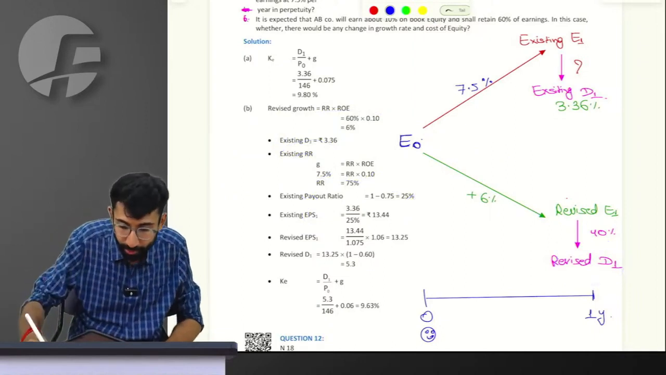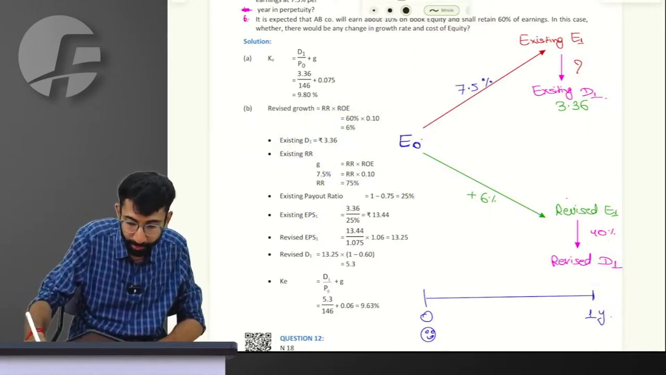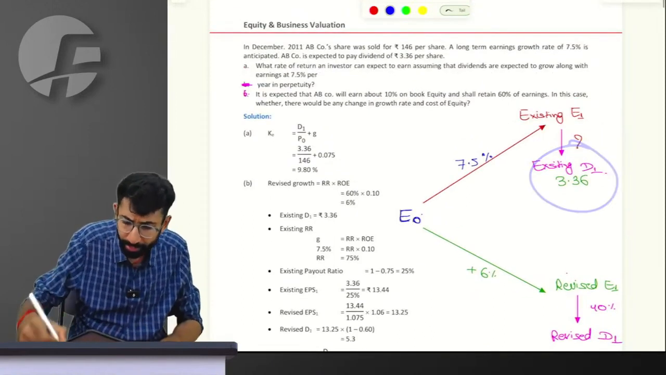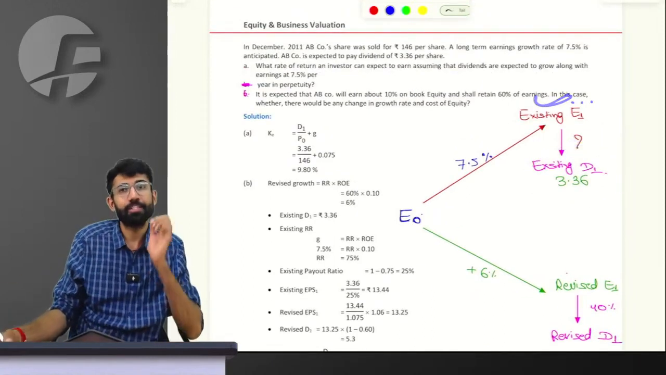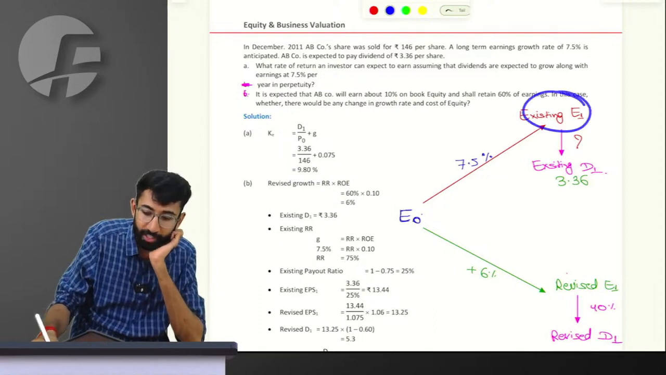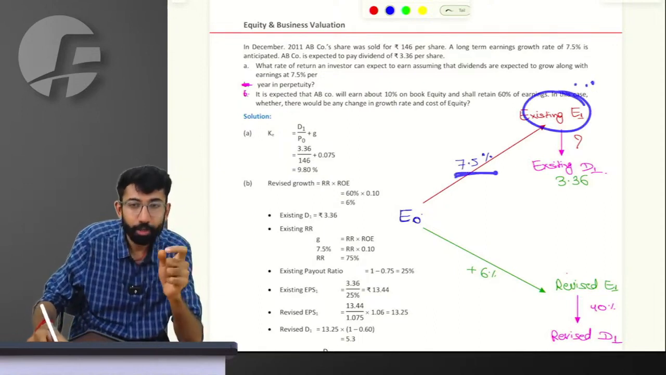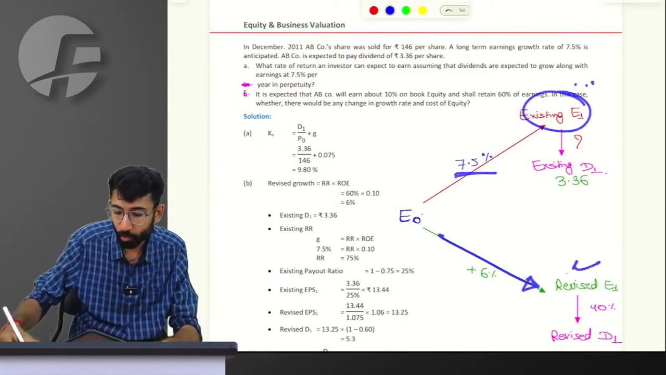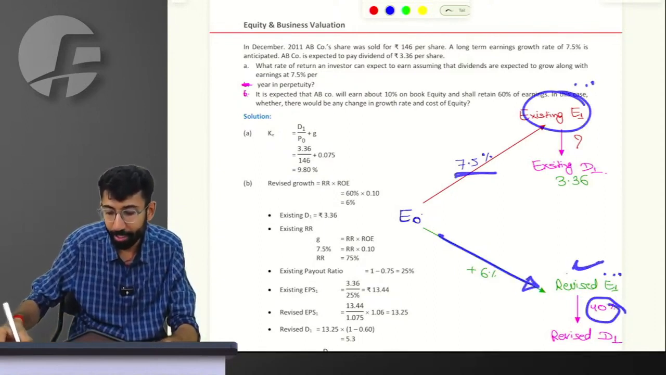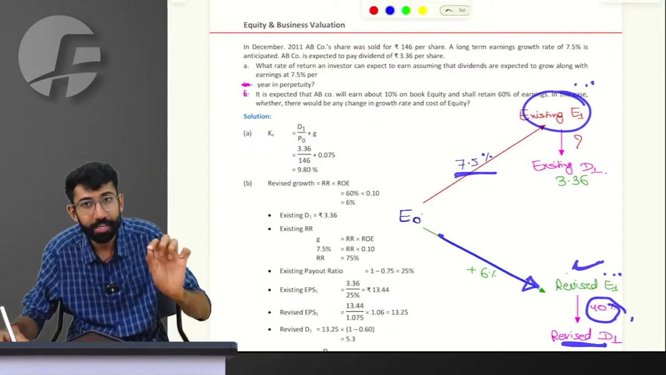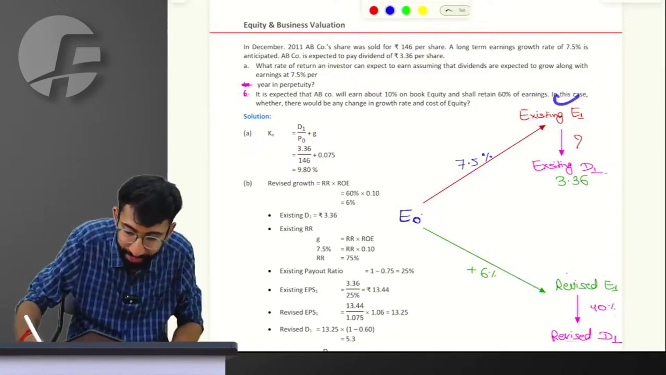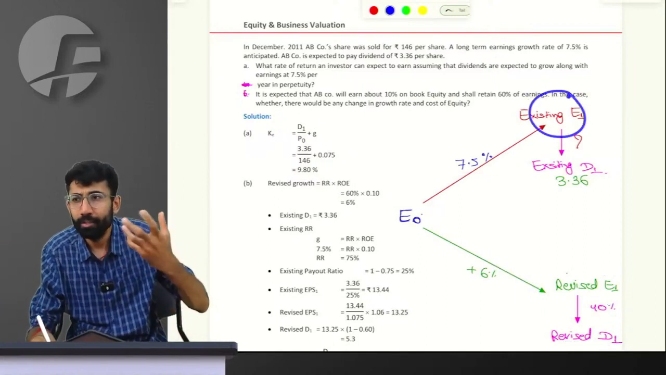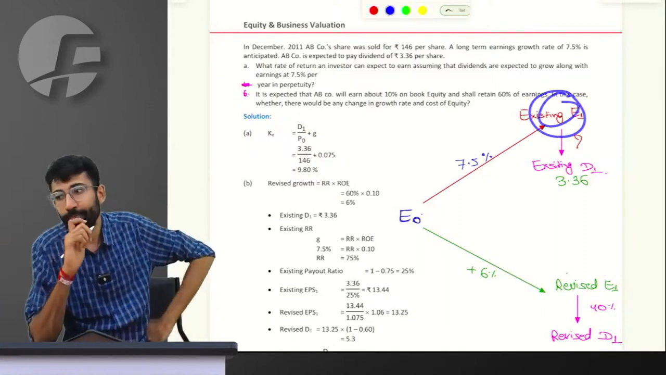Let us understand. So do I have this D1, 3.36 rupees? Yes. Which means can I back calculate somehow what would be my existing E1? Because if I get existing E1, I will eliminate from that 7.5% growth and I will add 6% growth to find out revised E1, and I will find out 40% of that as revised D1. All I need now is existing E1. What would have been the present E1 now.